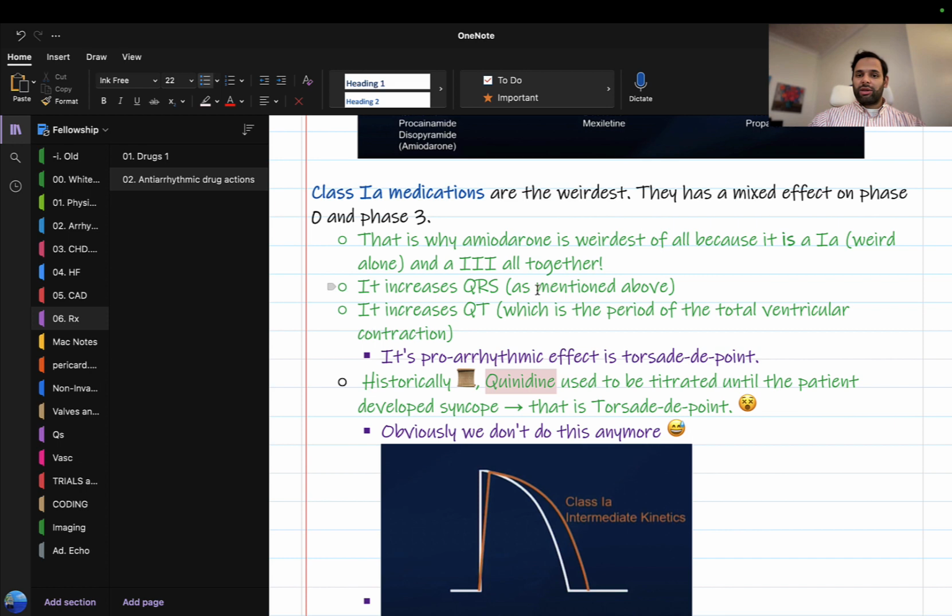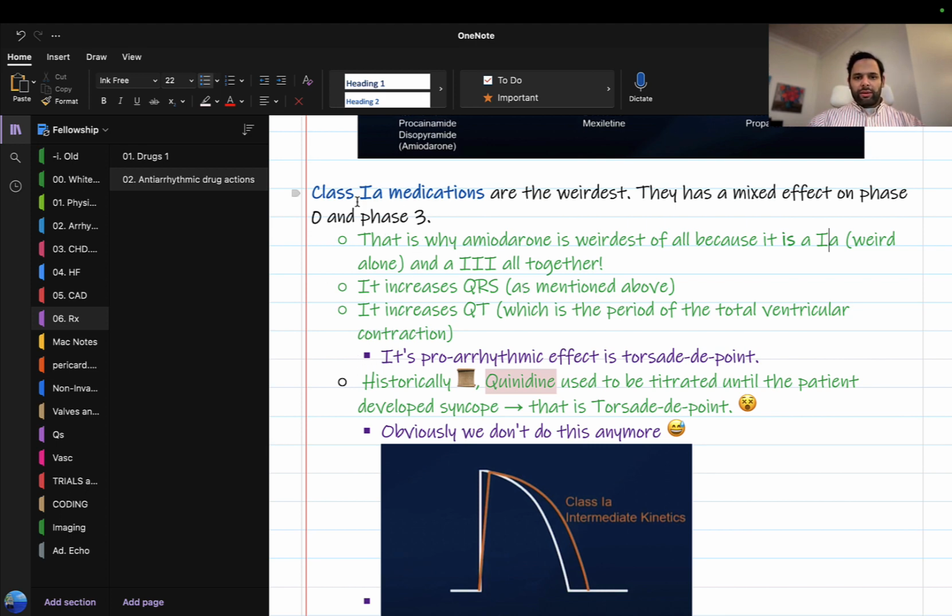It increases QRS as mentioned above, making it a class 1A, and it increases QT by affecting the potassium channels, and that makes it class 3, which is the period of the total ventricular contraction. Again, the QT includes the QRS. Whenever you have a prolonged QRS, the QT will increase. In fact, in ECG coding, when you have bundle branch blocks and wide conduction delays, wide QRSs, in addition to correcting the QT, you have to correct for wide QRS to get your real corrected QTc.